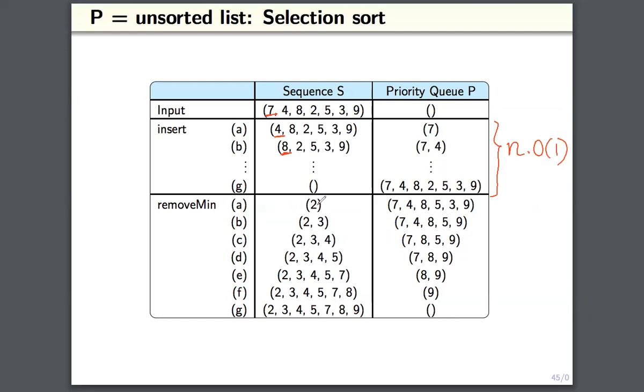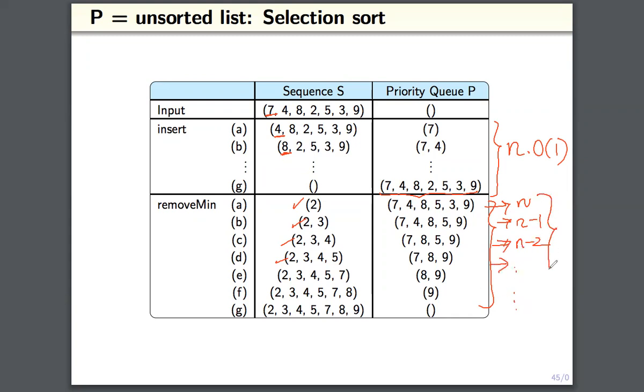What about delete min? You scan everything and get 2 as the output, and remove it. Then scan everything and get the minimum, that is 3. Scan everything and take the minimum, that is 4. Scan everything in the remaining set and take the minimum, that is 5, and so on. So each of these takes what time? In the worst case n time. This takes n minus 1 time, n minus 2 time, and so on.